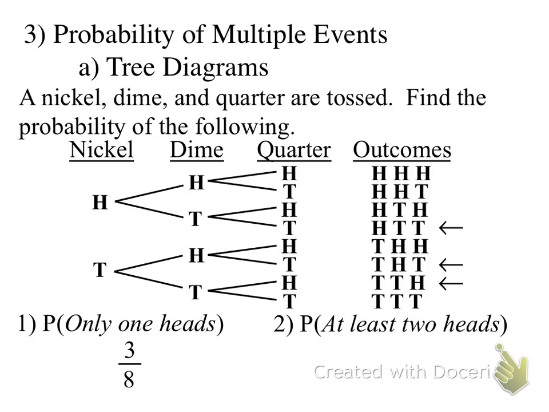And for number 2, I'm looking at least 2 heads. So I've got the second one. Oh, the first one, because there's 3, so that's at least 2. The second one, the third one, and then the 5th one has at least 2 heads. So that would be 4 out of 8, which reduces to 1/2.